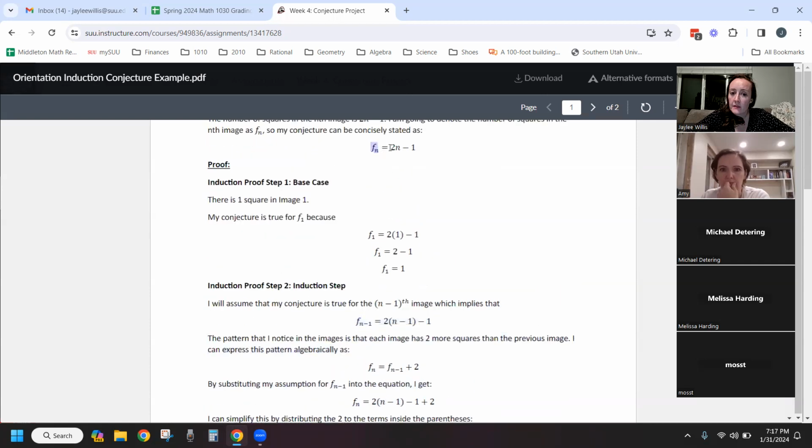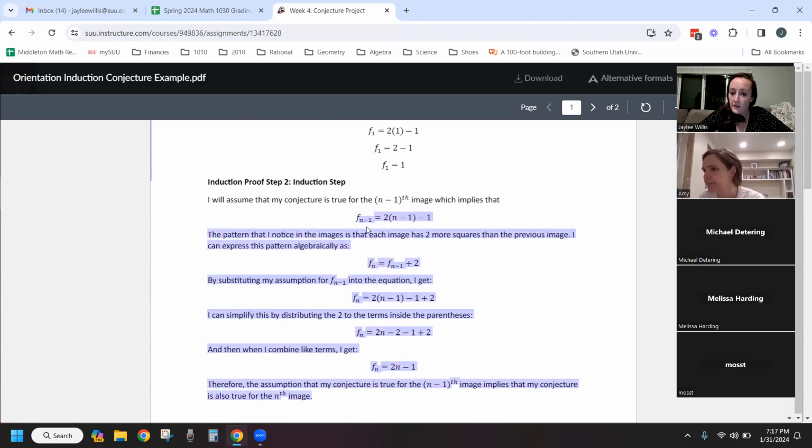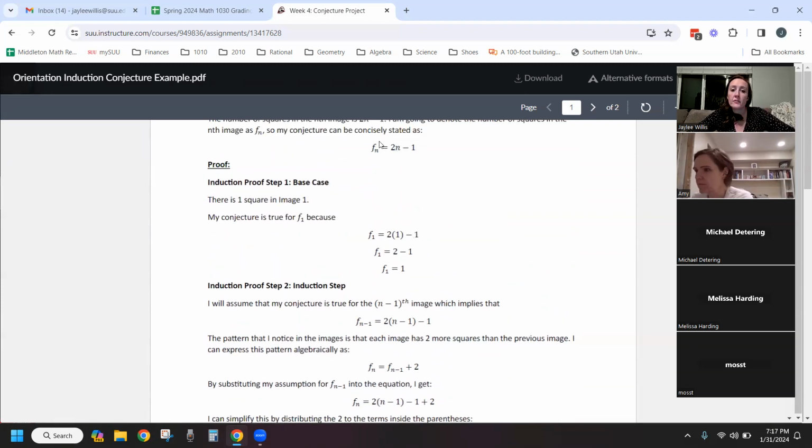My conjecture is that the number of squares in any term will be 2 times the image number minus 1. So if this is true for the n-1th image, I'm just putting n-1 in for this n spot. This is my assumption. I'm just assuming this is true, and that's the process of induction. I assume that this is true, and my goal is to prove that for the current term, the nth term, this is true.